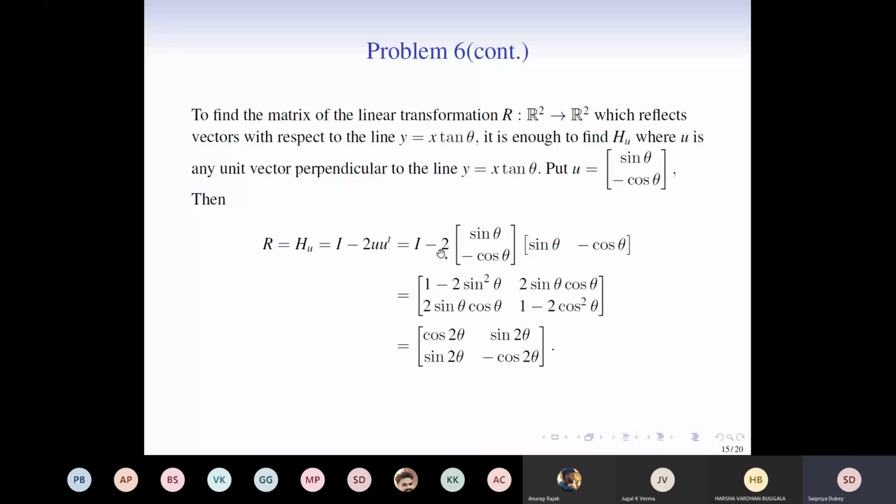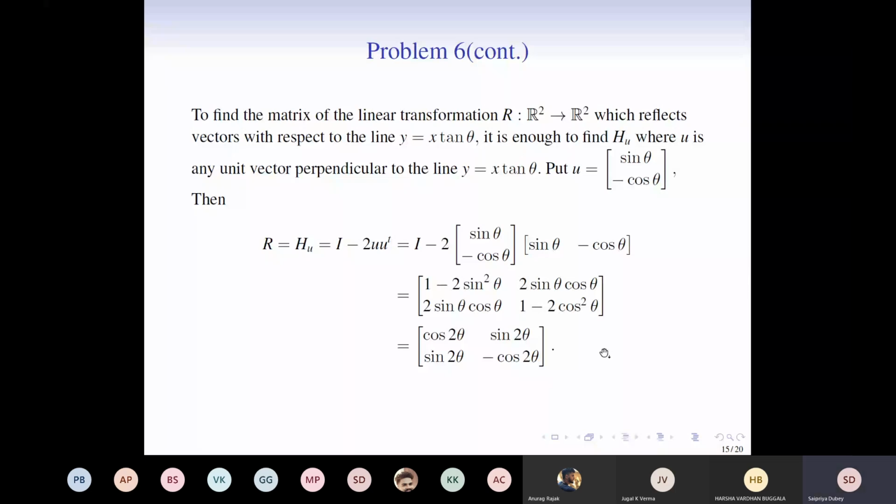Then we just multiply these two terms to get a 2 cross 2 matrix, and then I minus 2 times that matrix will give you this. It is always better to put it in a compact form. So we use the formulas of sine 2 theta and cos 2 theta to describe R in terms of trigonometric functions of 2 theta. So this gives us R. We've seen here how H_U is used in calculating this linear transformation R, which is the reflection along this line.